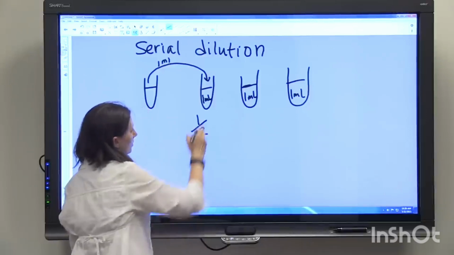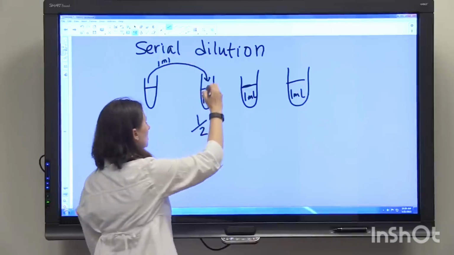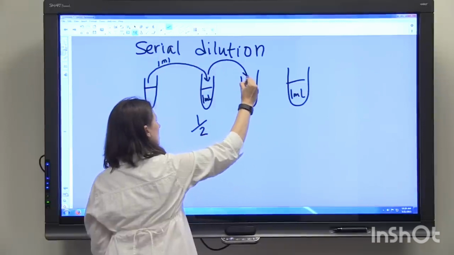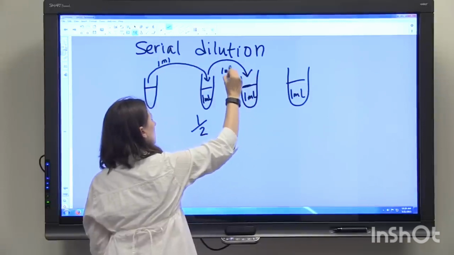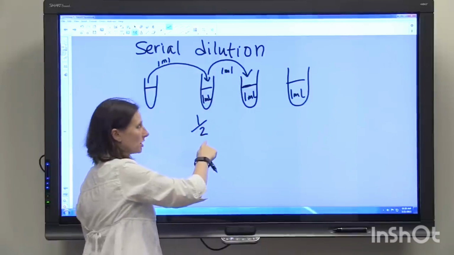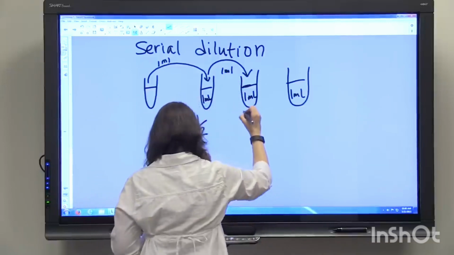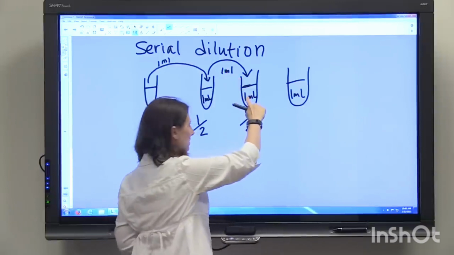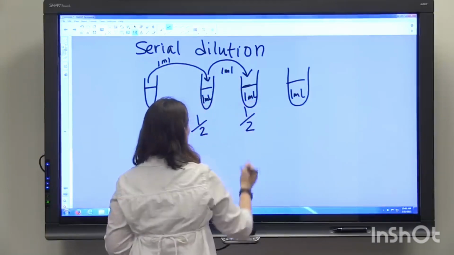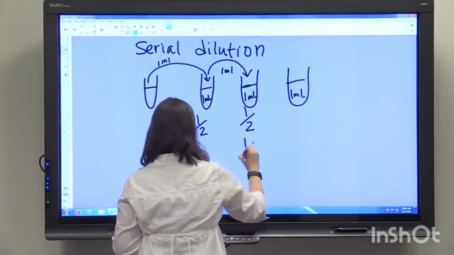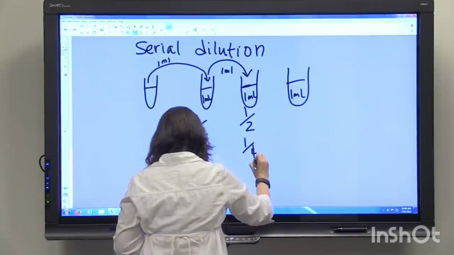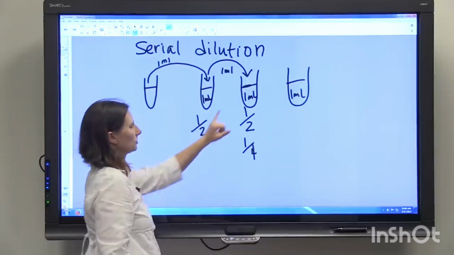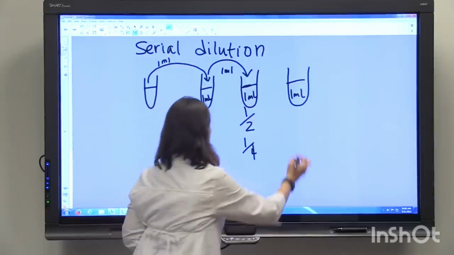So then we mix well that 2 mLs, and we take 1 ml of this 1/2 dilution and add it here. So we're doing a 1-to-2 dilution because it's 1 ml to 1 ml, so a total of 2 mLs. But the final dilution is 1 out of 4 because we have 1/2 dilution here, then it's half diluted again.